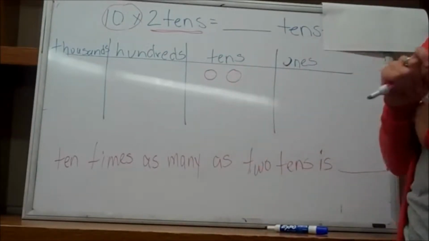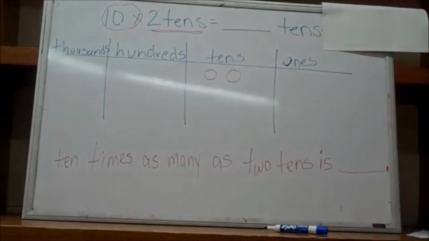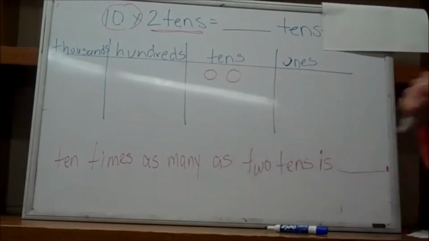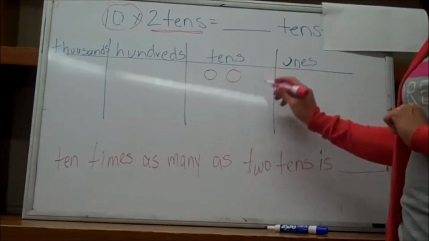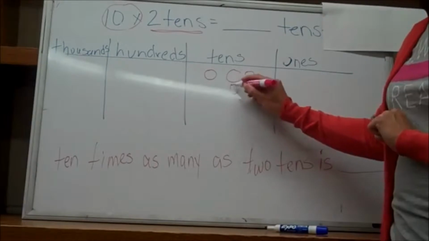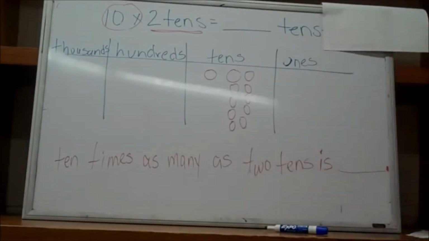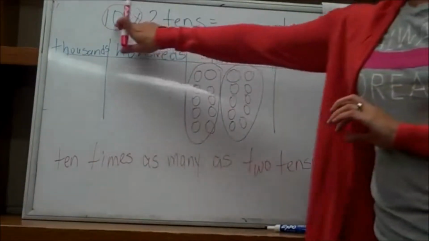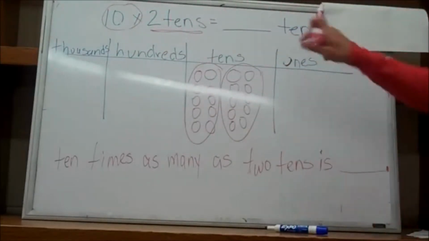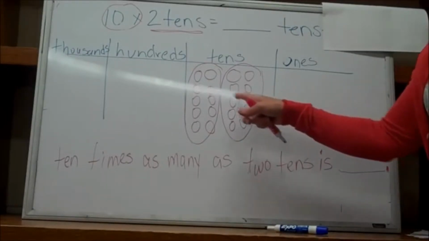2 tens has a value of 20. 10, 20. Now we're going to do 10 times as many. So each one of these units we're going to multiply by 10. This one we'll start with, and we'll go 1, 2, 3, 4, 5, 6, 7, 8, 9, 10. And when we get 10 in a column, we can circle. So this is asking, when I have 10 times as many as 2 tens, how many tens do I have? Well, 10 times as many as means I have to multiply my 2 tens by 10, which I did here.